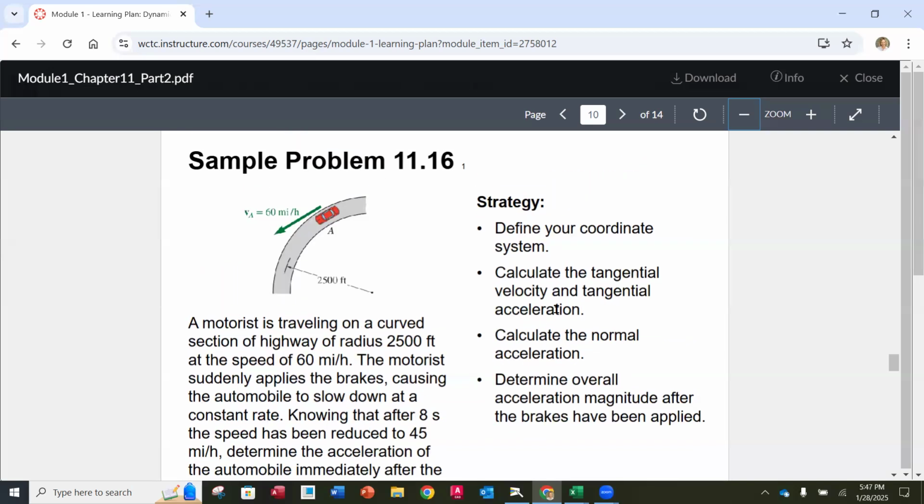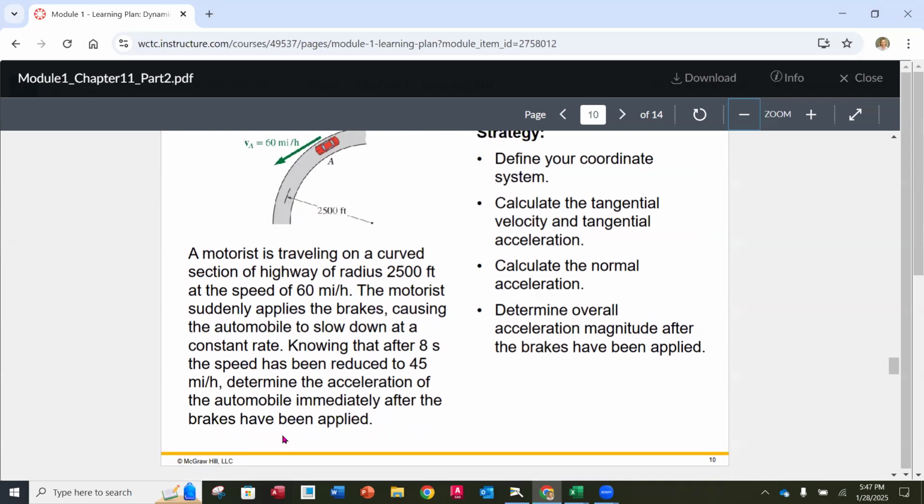All right, so let's look at this problem. It says here that in sample problem 11.16, a motorist is traveling on a curved section of the highway that has a radius of 2,500 feet at a speed of 60 miles per hour. The motorist suddenly applies the brakes, causing the automobile to slow down at a constant rate, okay? Knowing that after 8 seconds, the speed has been reduced to 45 miles per hour. Determine the acceleration of the automobile immediately after the brakes have been applied, okay?